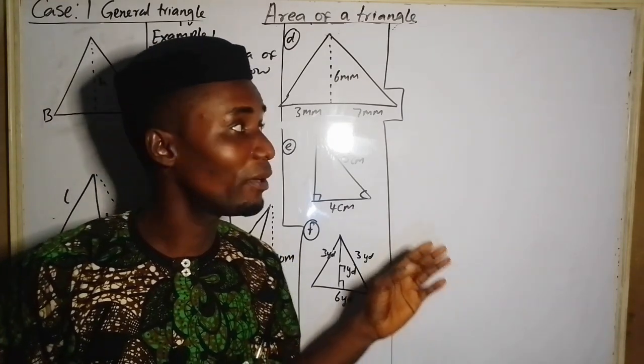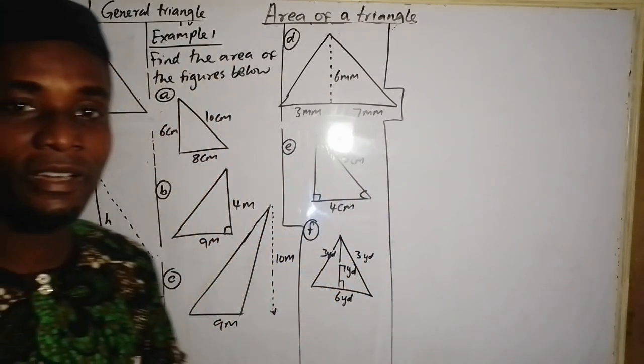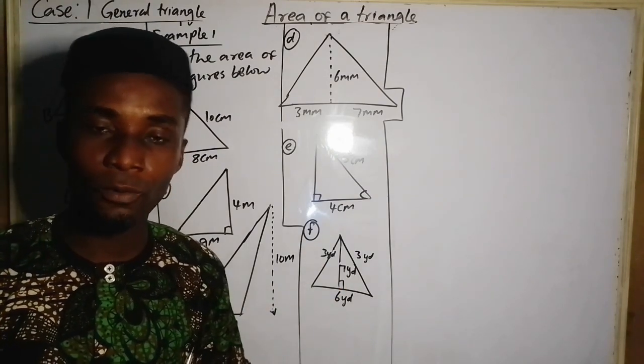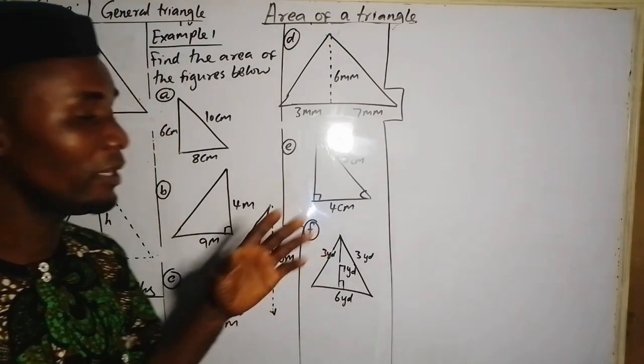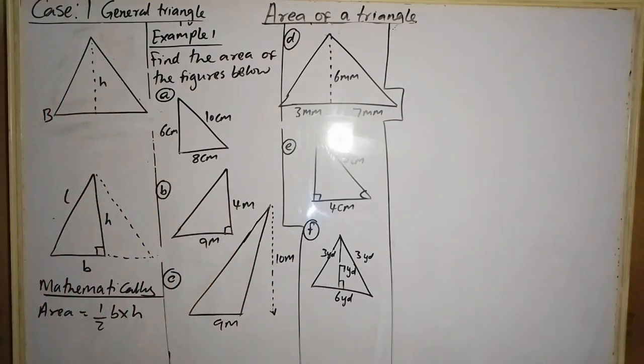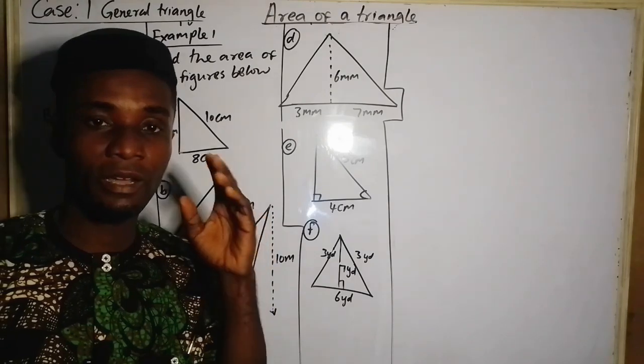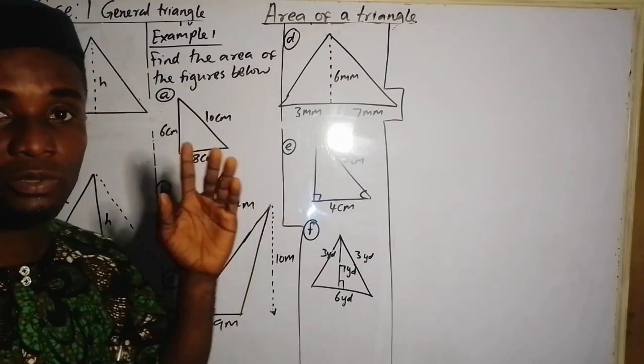So today we are going to talk about area of a triangle. The purpose of this class is to help our students that are preparing for one exam or the other. Now in this class we are going to talk about the general triangle, that is, case 1, 2, 3 and 4.